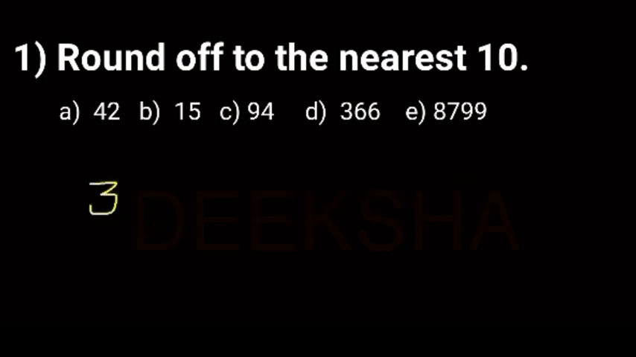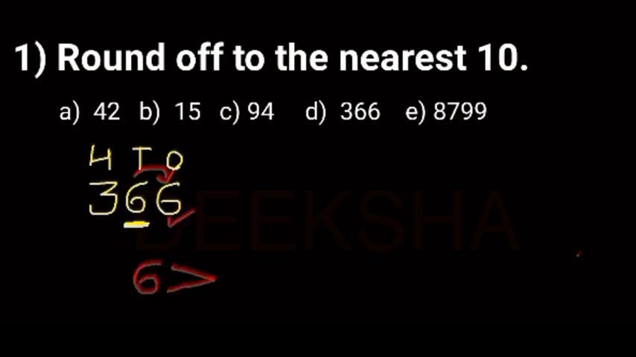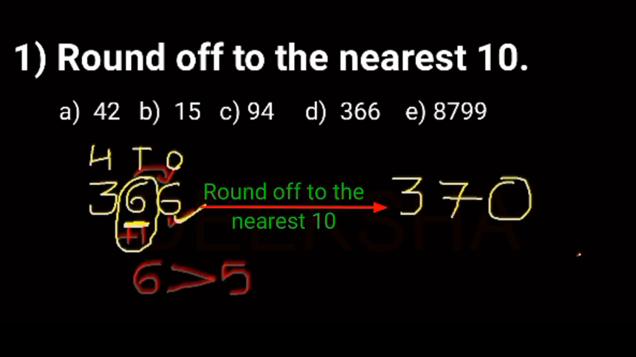Next number is 366 and we want to round off at the tens place: ones, tens, hundreds. We want to round off at this place. So you will check the digit to the right of the tens place, 6. 6 is greater than 5. So what do we do? We add 1 to it. So 3 will remain the same. 6 plus 1 will be 7 and the 6 at the ones place will be replaced by 0. So when we round off 366, we get 370.